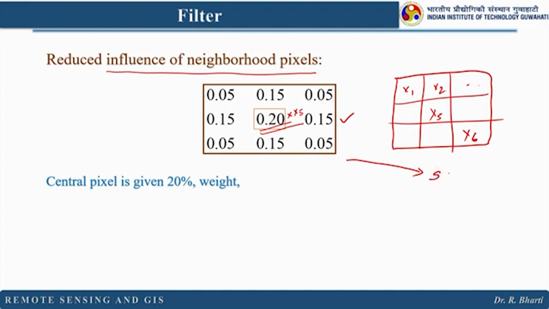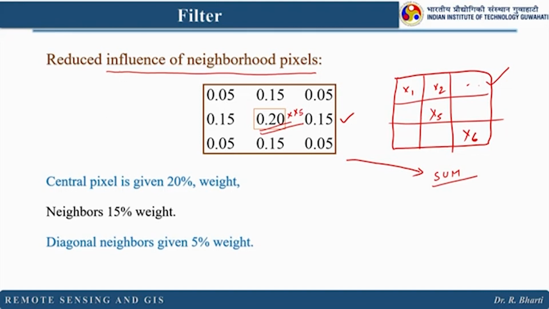Why sum? Because if you calculate all these coefficients or the multiplicative factors, the total is actually equal to 1. So you don't have to do the averaging again. This is the weightage assigned to all these image pixels. Here the central pixel is given 20% weightage, 0.2. Then neighbors get 15% weightage, and diagonal neighbors are given only 5% weightage.